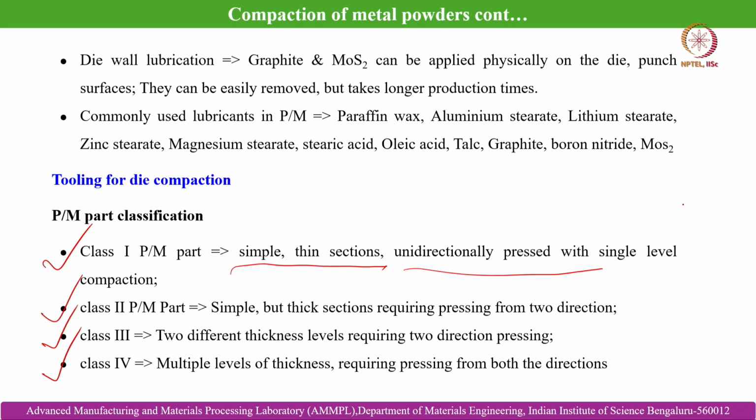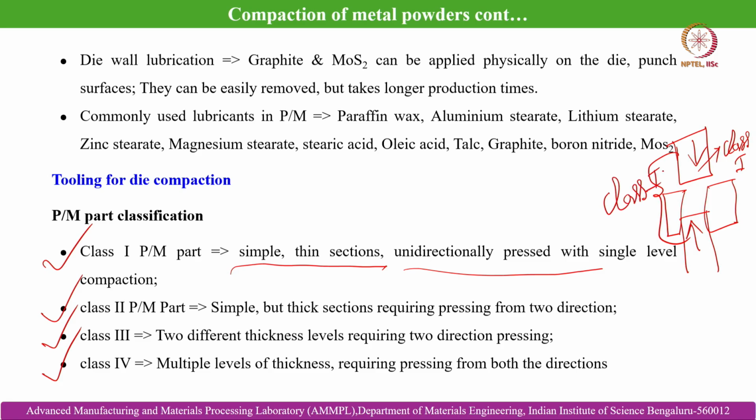So if I consider a die punch assembly, in the case of class 1 there is only one punch needed, which is movable, that is pressed unidirectionally, and for class 2 we need 2 directions. So this is the case for class 1, and both punches move in the case of class 2. And in the case of class 3, there are 2 different thickness levels requiring 2 direction pressing. A typical example of this can be like this.